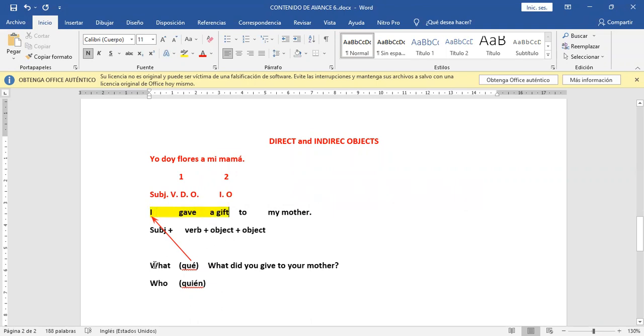So, the answer for the direct object is what? So gift is the direct object. Direct object. Gift.